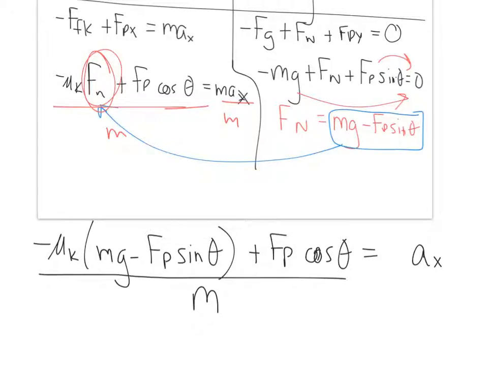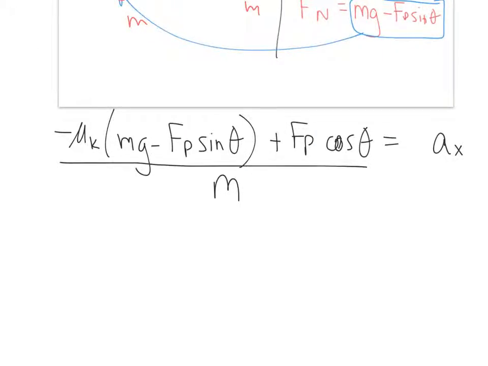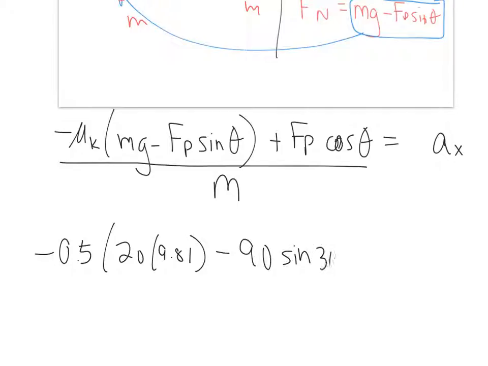I will show you the substitution real quick so you can see. It becomes negative, what's the numbers? Mu k was 0.5 times the mass, which was 20, times 9.81, minus Fp, which was 90, times the sine of 30 degrees. Now, recognize, please, this whole thing here, mg minus Fp sine theta, needs to be calculated or put in parentheses in itself. That answer gets multiplied by negative 0.5.